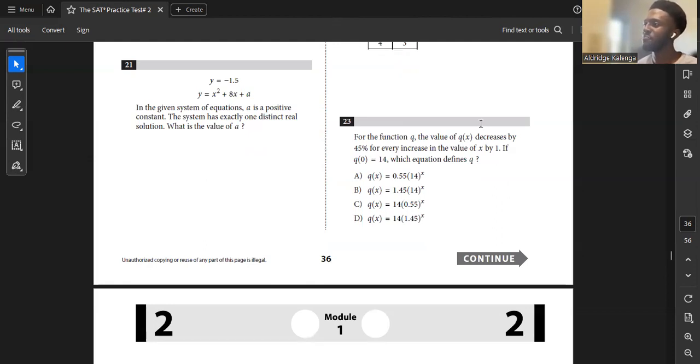For the function q, the value q of x decreases by 45% for every increase in the value of x by 1. If q of 0 is 14, which equation defines q? All right, feel free to pitch in. This is the general form of an exponential equation. Shawana says the answer is C.